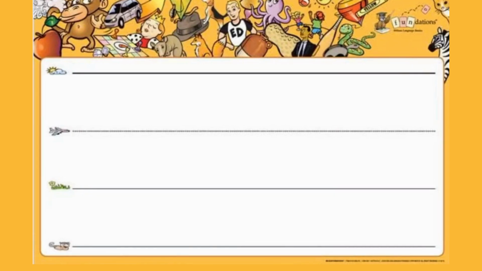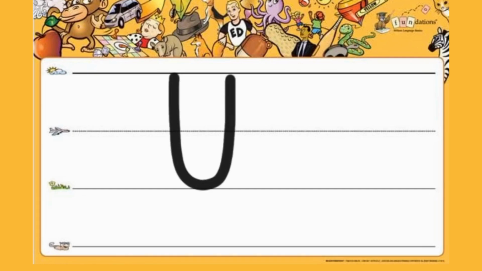For uppercase U, point to the skyline, go to the grass line, and curve up to the skyline. For lowercase u, U is a plane line letter. It starts on the plane line. Point to the plane line, go down to the grass line, curve up to the plane line, and trace straight down to the grass line.